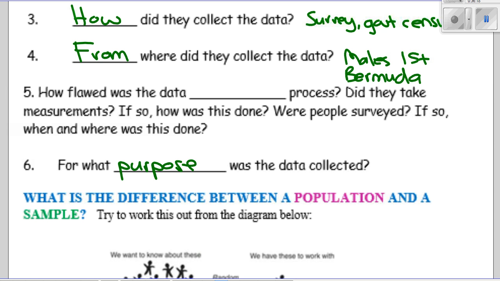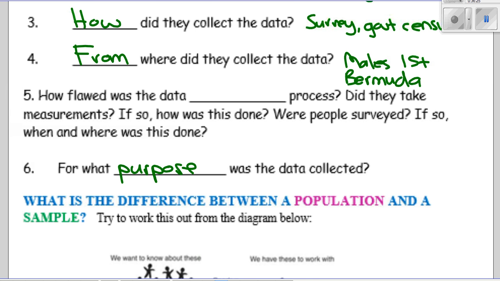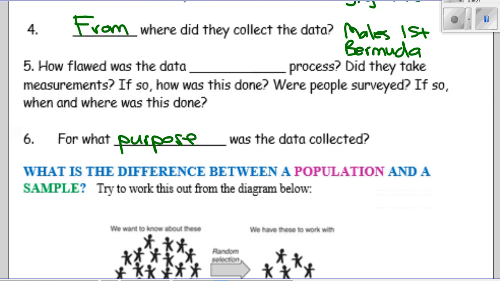Yeah, so if you do get data from a secondary source, try to think of these things and try to look into it. It's kind of interesting. If you can get that information, it's good to put that in your IA. How flawed was the data sampling process? It's hard to say when it's secondary, but if it was primary, then you could definitely pick holes in the way you collected your data.